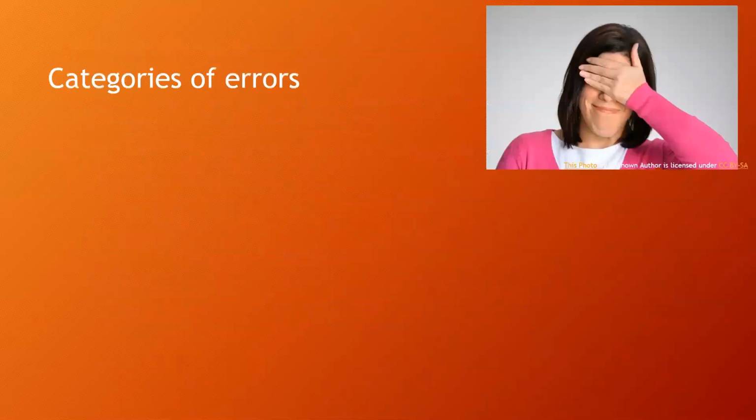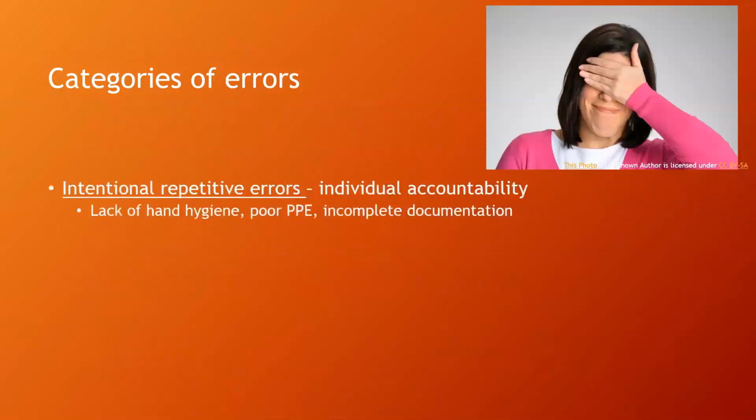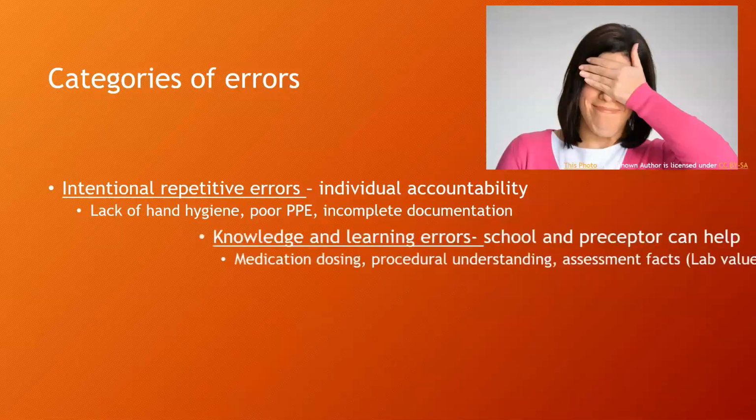So it's really important for us to understand the categories of errors that students can be involved with. First of all, there are intentional repetitive errors, and those are areas that the individual student has to take accountability for. Was there a lack of hand hygiene, poor PPE use, incomplete documentation? Those are things they should know and should have mastered. And if they're intentionally skipping them and intentionally repeating them, that's one level of problem.